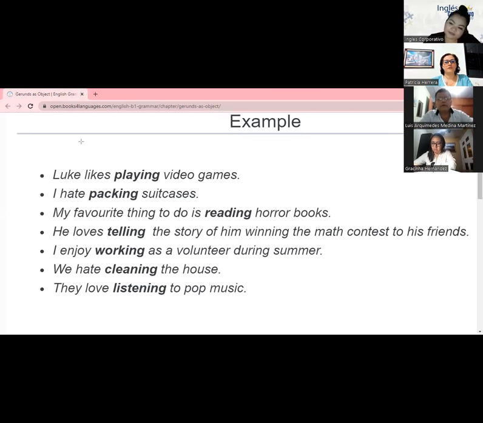Archimedes? Is playing the subject of the sentence? We are looking for the subject. Luke likes playing video games. I think no, it's not playing. Likes. The subject, Archimedes, is Luke. It's the person who performs the action. So that would be the subject of the sentence.